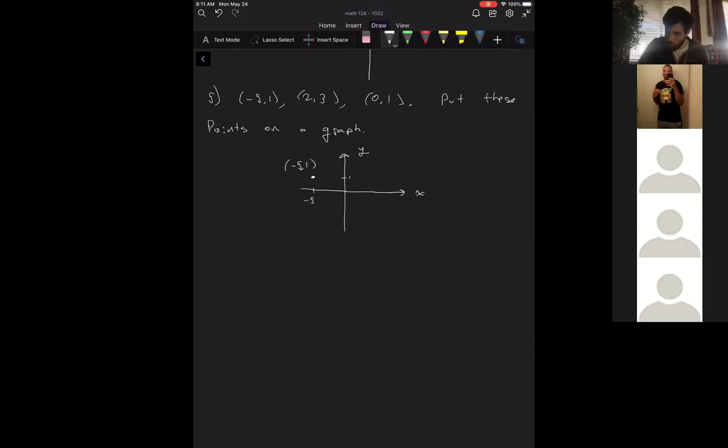The next point, 2, 3. So here's 2 on the x-axis. We put 3 up here on the y-axis, and we put a dot over there. So here's 2, 3. And the last one, 0, 1. So 0 on the x-axis, but 1 on the y-axis. So right there, 0, 1. So basically just memorize that the first number inside the parentheses is the x value, and the second number is the y value, and then you just put those onto the graph.